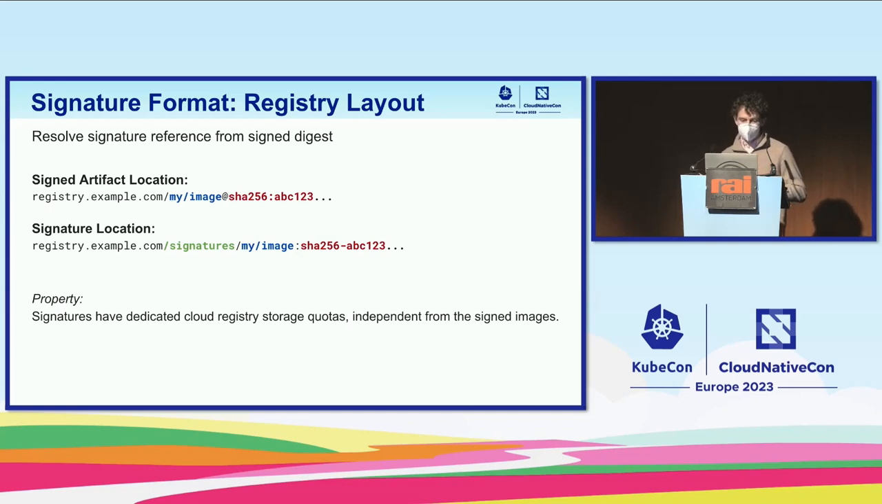And the location that we push that signature artifact to is a transformation of the location of the artifact that's being signed. So we add a prefix to the repository path, and we convert the SHA-256 digest into a tag. This is a little bit different than the approach that cosign takes, in that we add this repository prefix. And what this gets us is a dedicated registry quota on these signature images, independent from the quotas imposed upon the signed images. This gives us just a little bit of isolation in terms of the volume of images pushed versus signatures pushed.